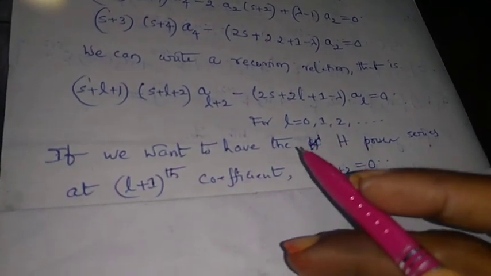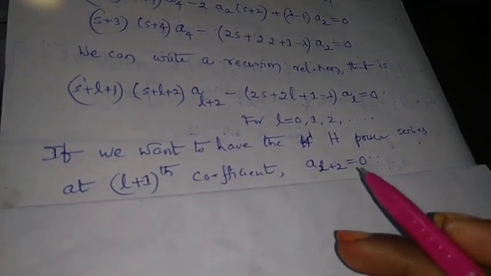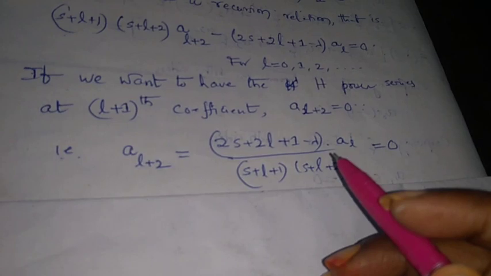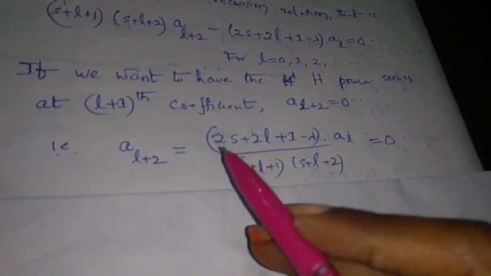And if you want to have the power series of H terminating at the l-th coefficient, we should be having a sub l plus 2 equal to 0. And if it should be that way, then this numerator should be equal to 0.